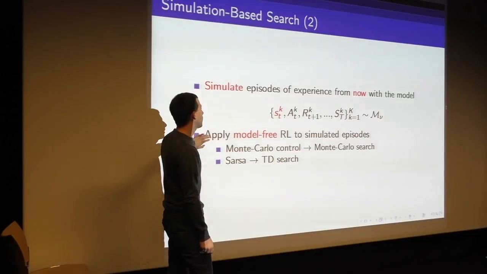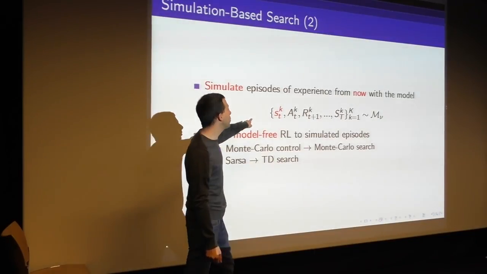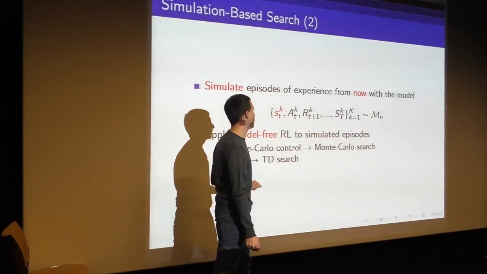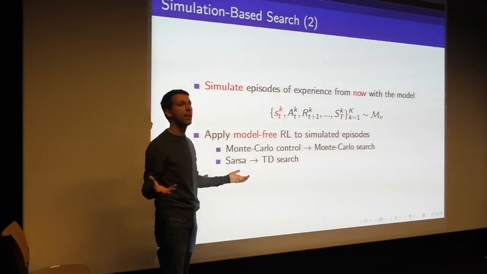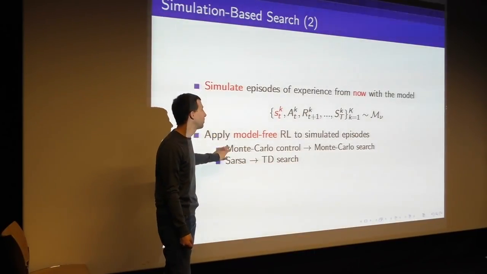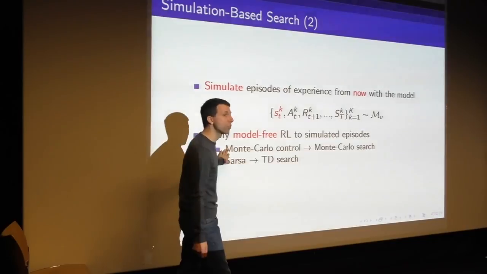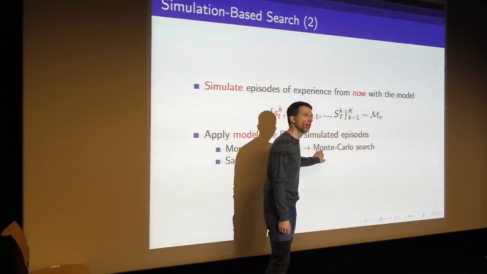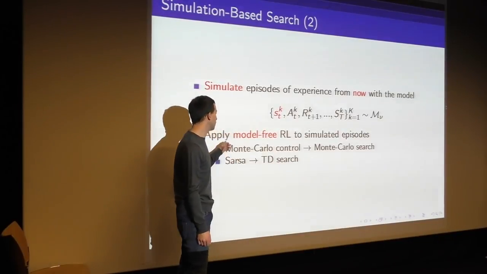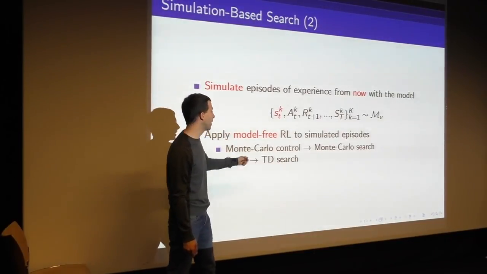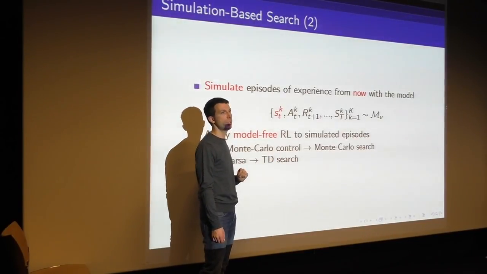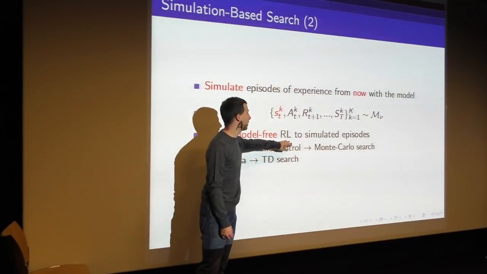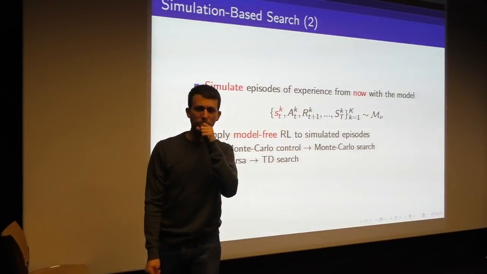And now we apply model-free reinforcement learning to this data, to our simulated experience, and we use our favorite method. So we could use Monte Carlo. If we use Monte Carlo control, then that gives us a method called Monte Carlo search. If we apply Sarsa, that gives us a method called TD search. I'll talk about both of those. This one's particularly well known.